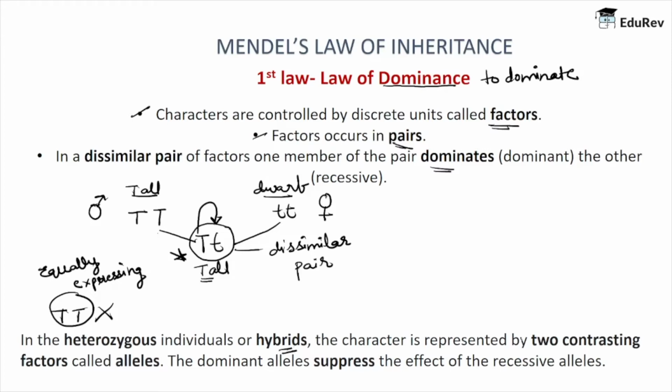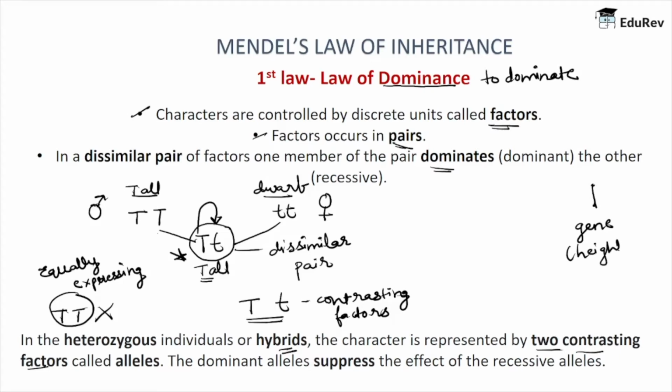So the character is represented by two contrasting factors. Now, what are the two contrasting factors? Capital T, tall, and small t, dwarf. These are the contrasting factors, which are called alleles. Now let me remind you what alleles are. For example, this is a gene. Now this gene is for height. It shows the trait of height.